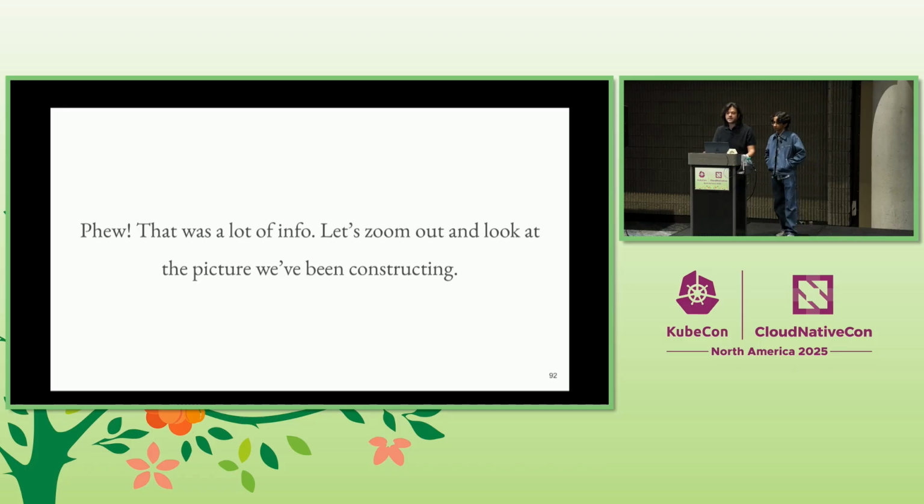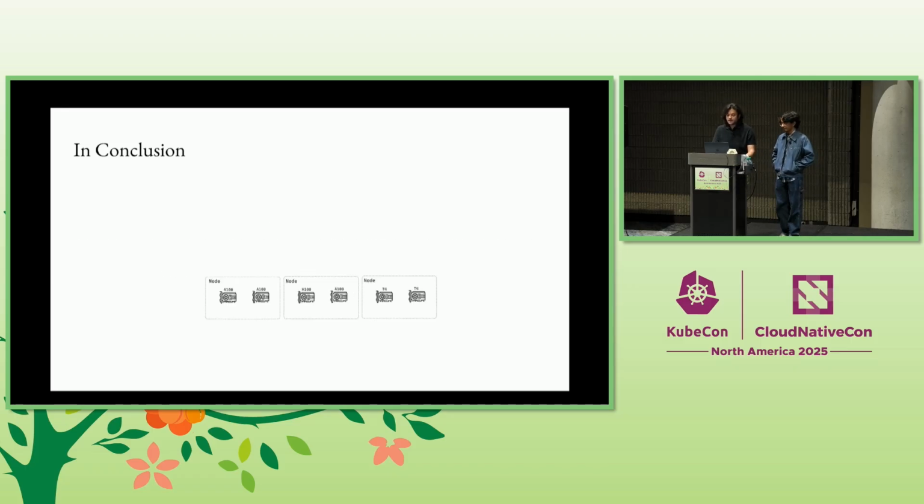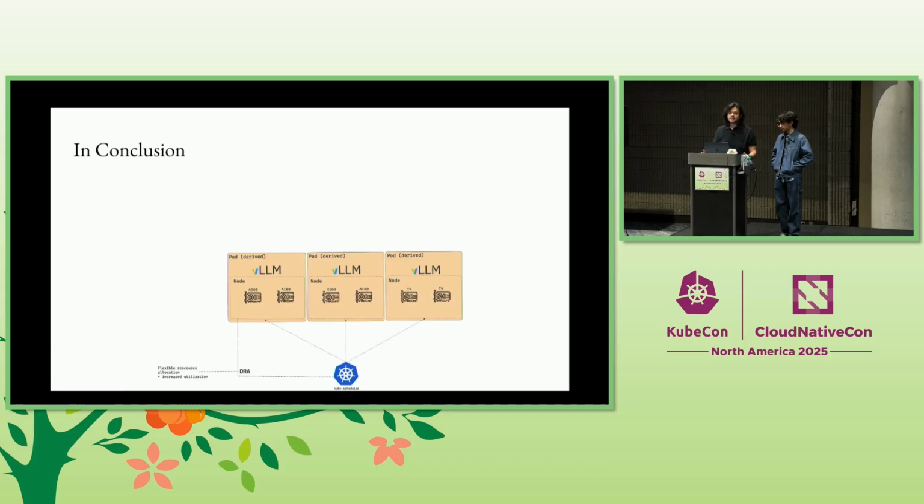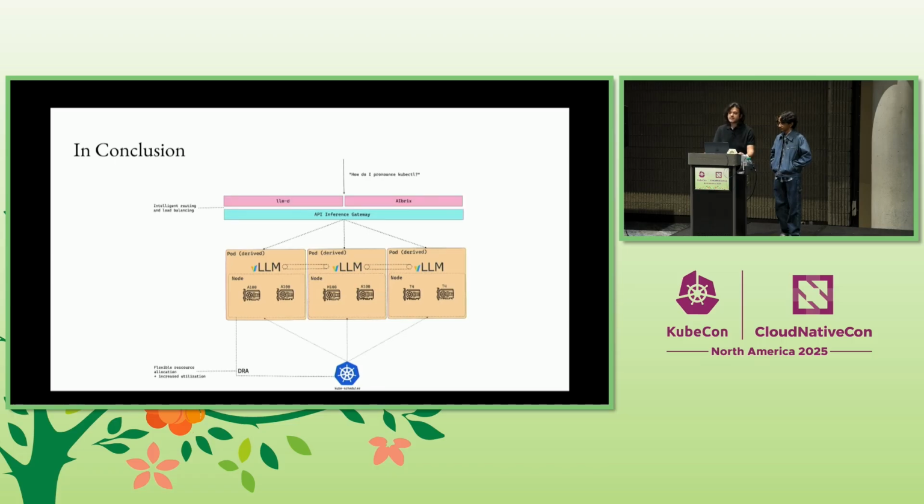So let's zoom out and look at the picture that we've been building. We have a couple of nodes which have a few GPUs on them. These GPUs may have pods that are scheduled on them, and these pods may be inference engines. The kube scheduler handles that. Now, DRA is the flexible resource allocation and increased utilization part of Kubernetes that provides the scheduling and resource management in a flexible manner that we spoke about. You also have a request that we spoke about initially, which is how do I pronounce kubectl. The API Inference Gateway helps route these requests in a slightly more intelligent manner, as opposed to doing it round robin or some other naive way. And then you have ecosystem projects like LLMD and AI Bricks that provide such routing and many other such capabilities, like auto-scaling as well.